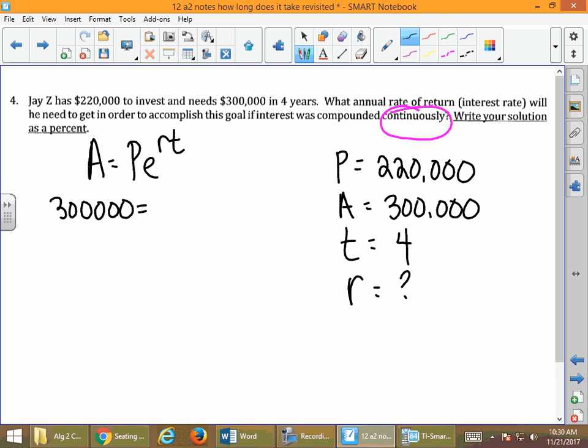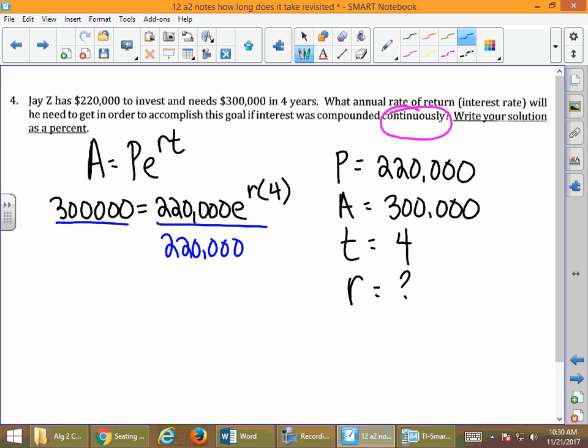300,000 equals 220,000 e to the r. We don't know the r, but we know that t is 4. We've got 4 years to invest. Isolate the variable. Divide by 220. And the issue on this problem here is that we don't get the nicest of decimals when we divide.